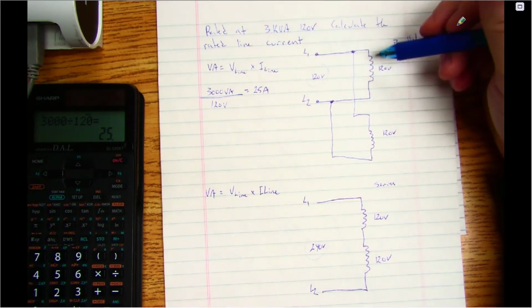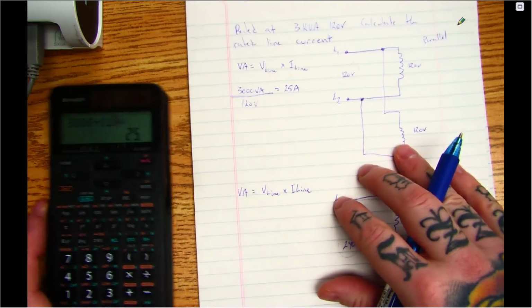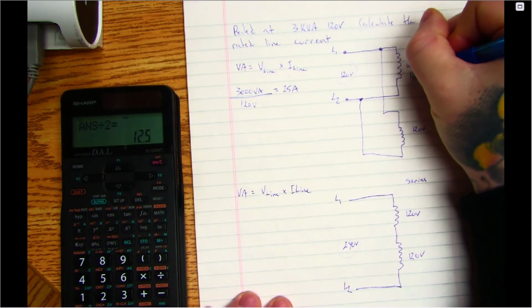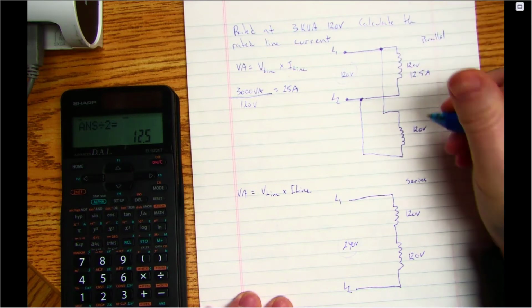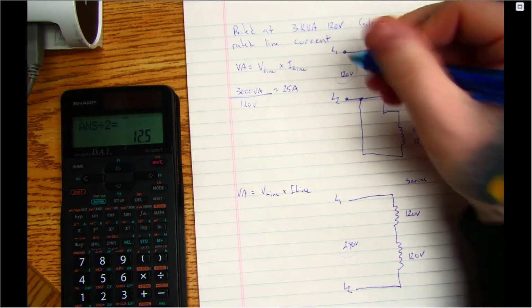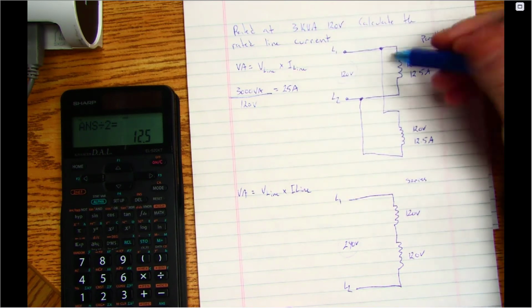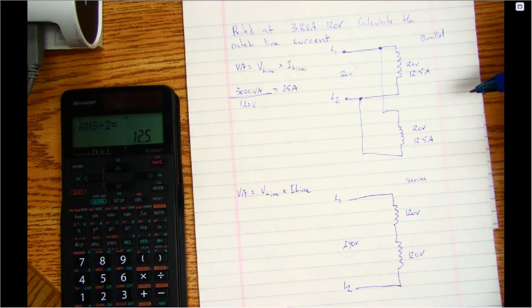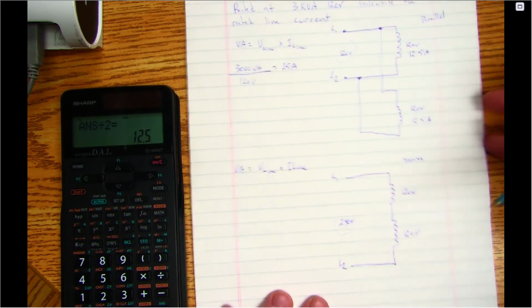Okay, now because these are in parallel, we know that we would take that current and divide by 2 if I wanted to get the current per winding. So I would see 12.5 amps here and 12.5 amps here. Because the line is 25, but again, these are in parallel, and in parallel I would split my current. Just our rules of series and parallel.